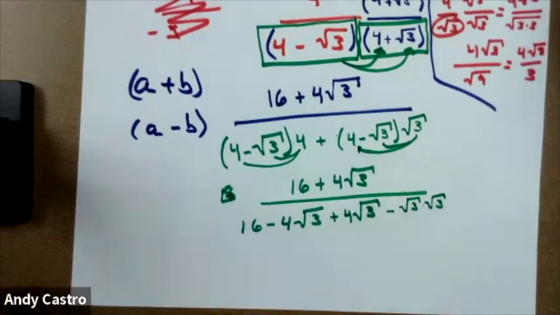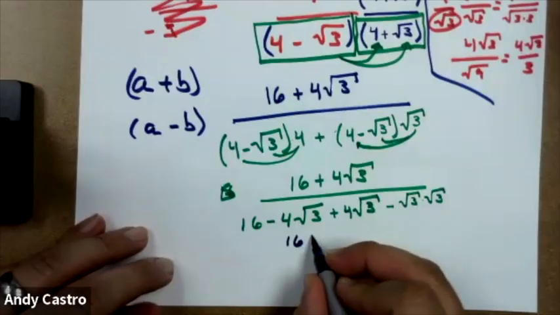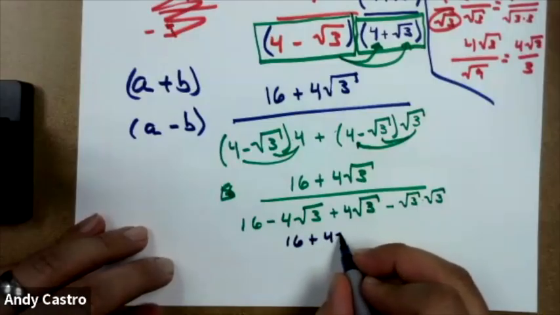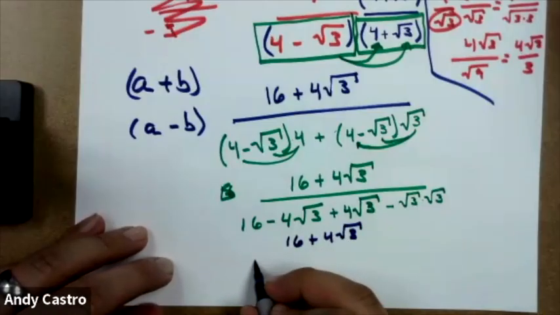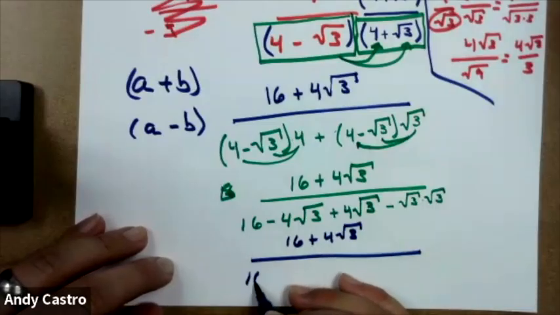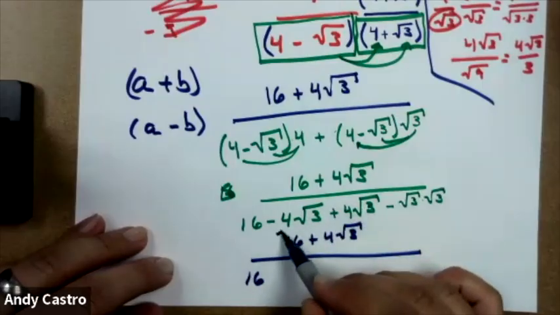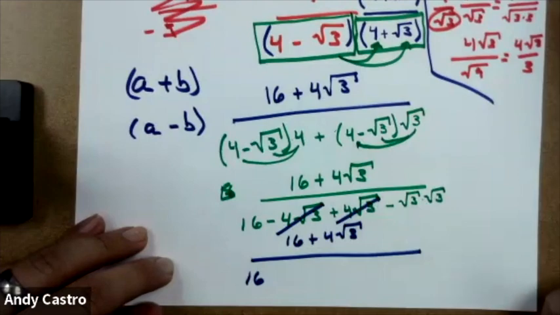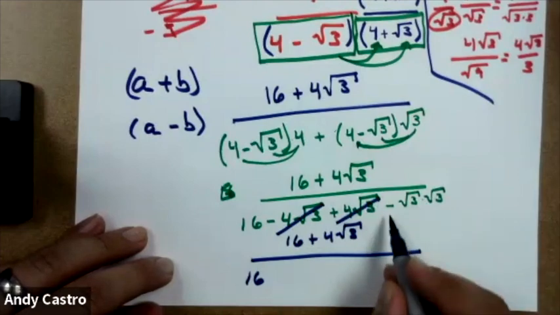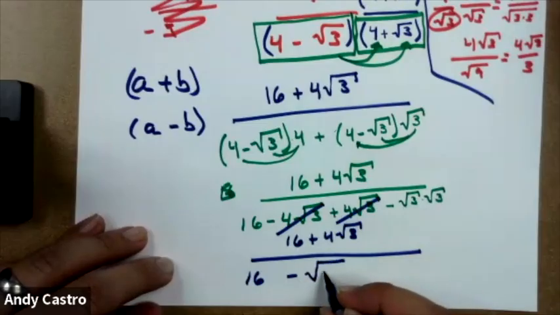Let me switch colors to try to make this a little easier to see. So we have 16 plus 4 root 3, and that's going to be over 16. Now here you have minus 4 root 3 plus 4 root 3, so those two are going to cancel each other. Then you're going to have minus root 3 times root 3, or root 3 times 3.